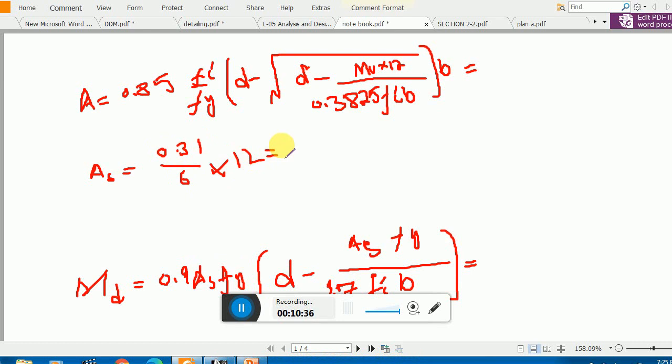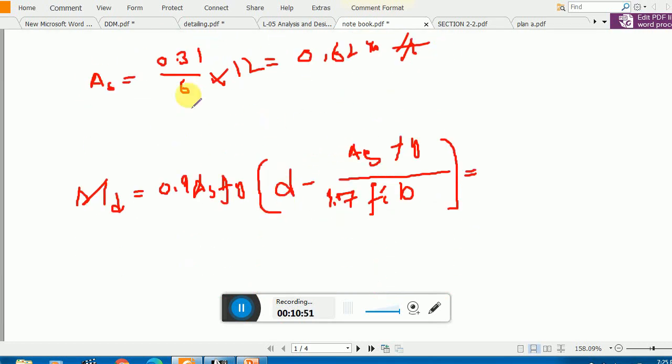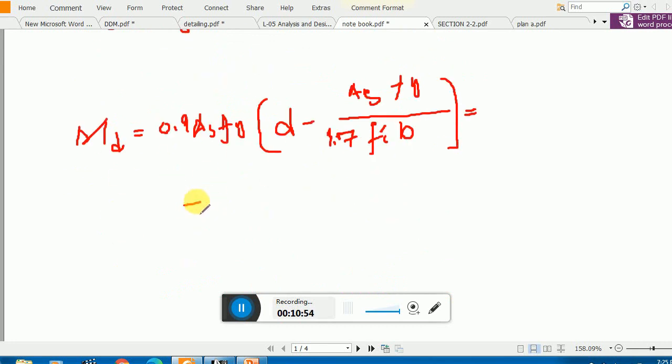0.31 divided by 6 equals, you got 0.62, meaning 0.62 inch square per feet. This is now your AST. Then you have to plug this AST here. Okay, let me check it. 0.9 times 0.62 times 60 times bracket, d is my 9 minus a, and a is 0.62 times 60 divided by 1.7 times fc prime, that is 4 ksi, times b, that is 12, and bracket close.